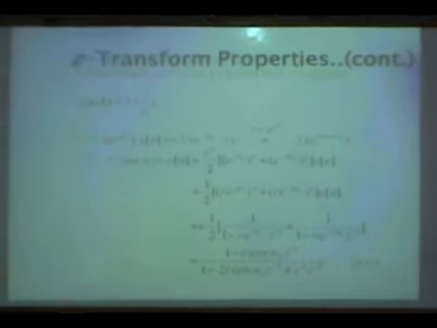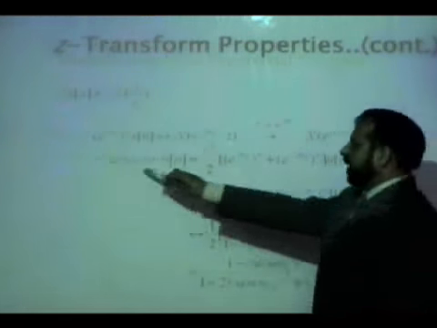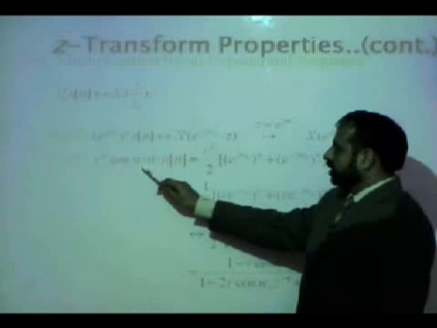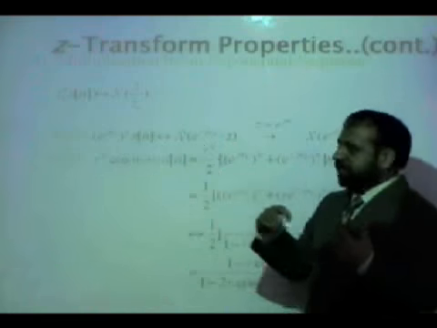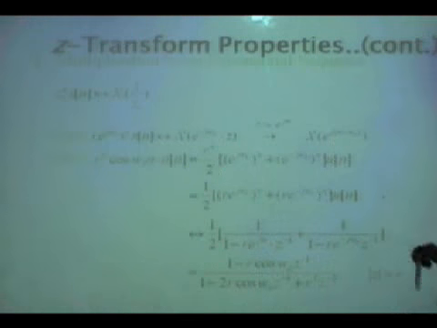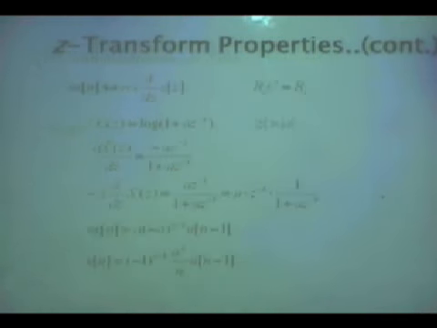Here another example is given, which is cosine of omega naught n times r^n u of n. Know the Z transform of cosine of omega naught n and replace every z by z over r. You can look at this example.